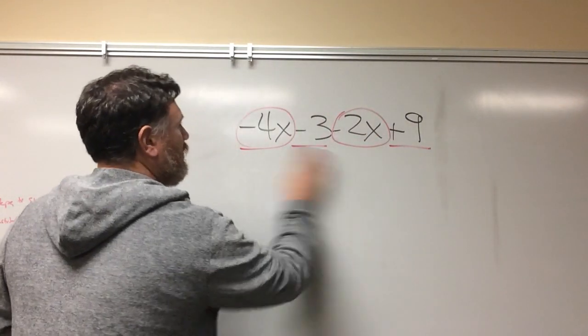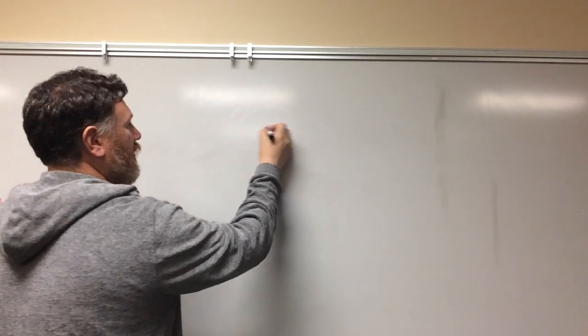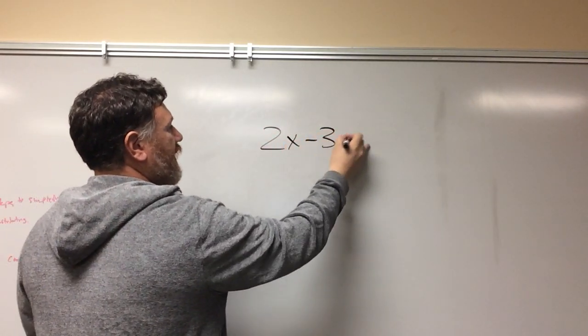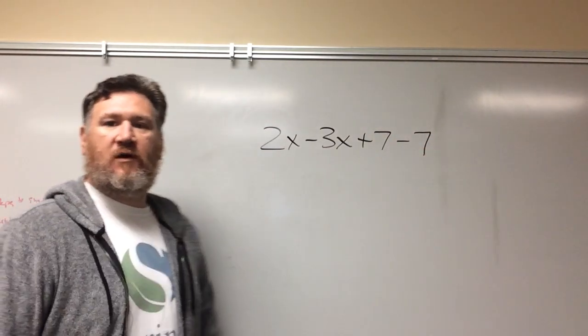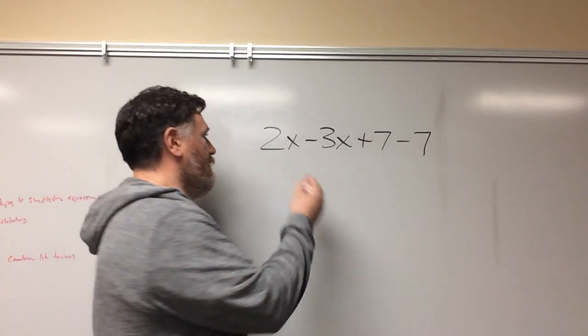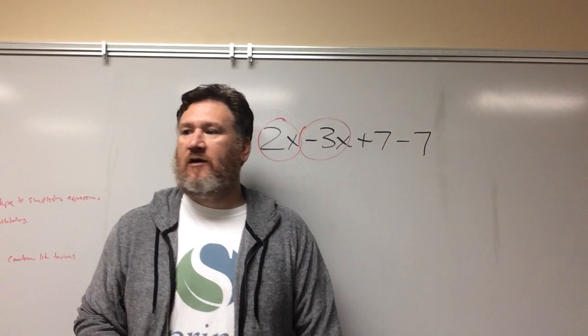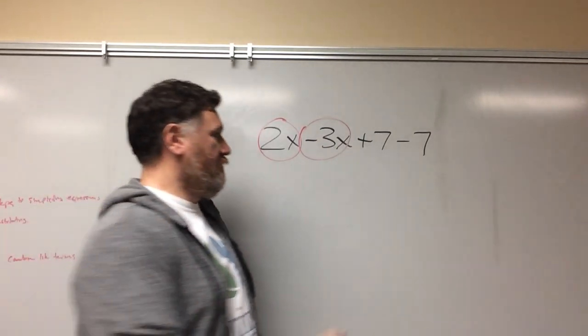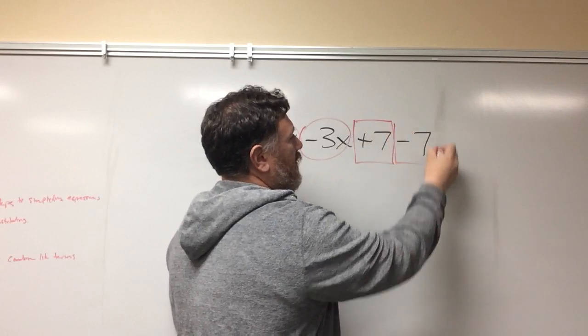One more example before you guys try one. 2x minus 3x plus 7 minus 7. What are things that we can pair up together? The x's. Good, good. What else? The 7's, the numbers. All right. We'll make a square for the numbers this time.